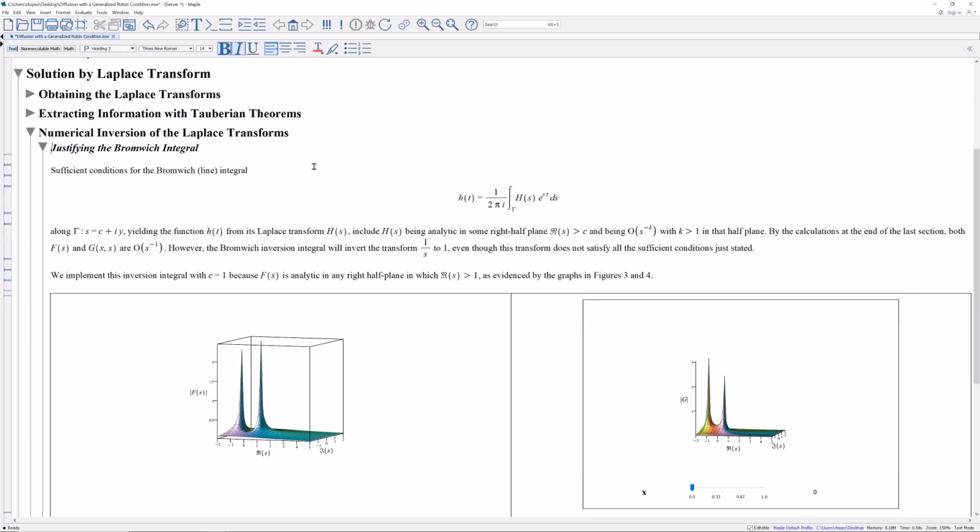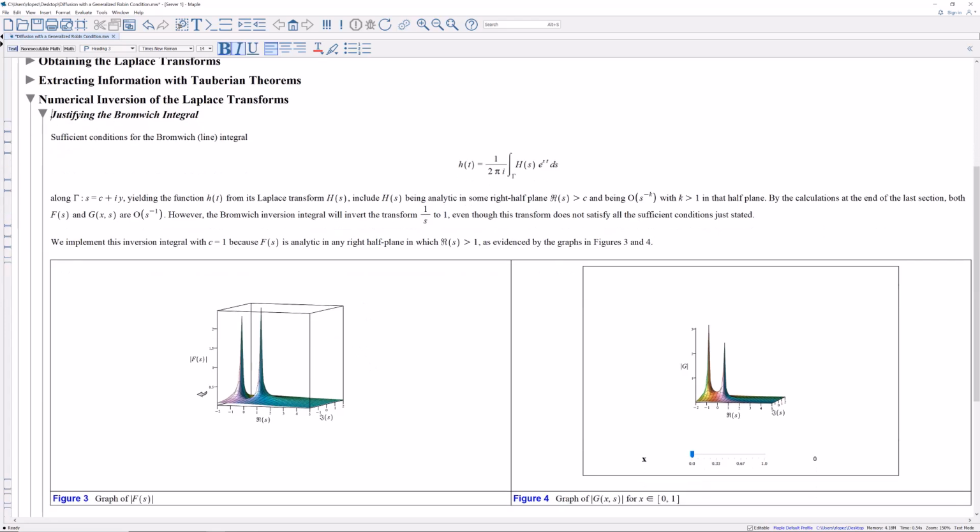Now, I want to look at the behavior of f and g. So I look at its absolute value. You got these two spikes, but the spike is to the left of 1. That's for f. And for g, look at its absolute value. You got two spikes, and the spike is to the left of 1. So if I pick c to be 1, this integral applies.